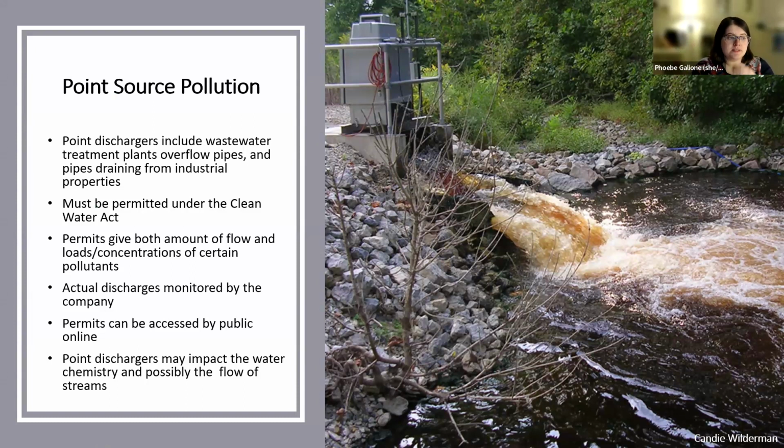These drainage pipes must be permitted under the Clean Water Act. And these permits will give you the amount of flow that's allowed to be put into the stream, as well as the concentration of pollutants that are going into the stream. And while the actual discharge is being monitored by the company, these permits can be accessed online. So if you know that you have a discharger upstream of your site and you're curious on what's going on, you can access this online and include it in your data interpretation.